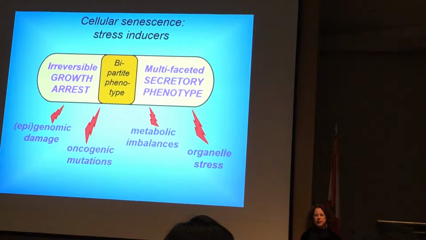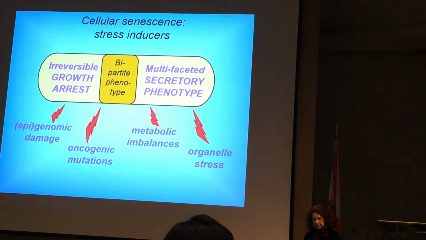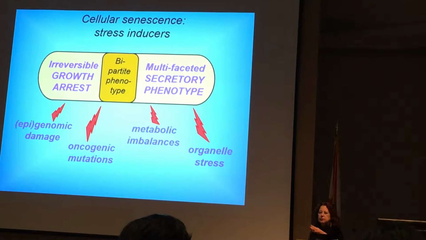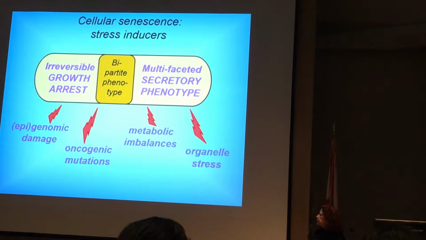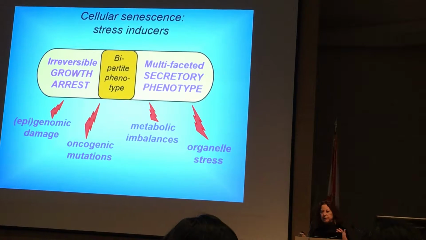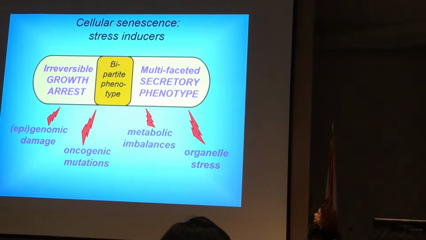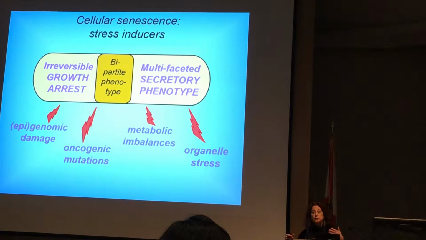I want to talk about the types of stressors that will drive cells into senescence and contrast them. This is a partial list of the things that will cause cells to adopt a senescent phenotype. It ranges from things that damage the genome to oncogenes, things that derange metabolism, things that stress other organelles in the cell. And I guess we can call these physiological or non-physiological stressors.